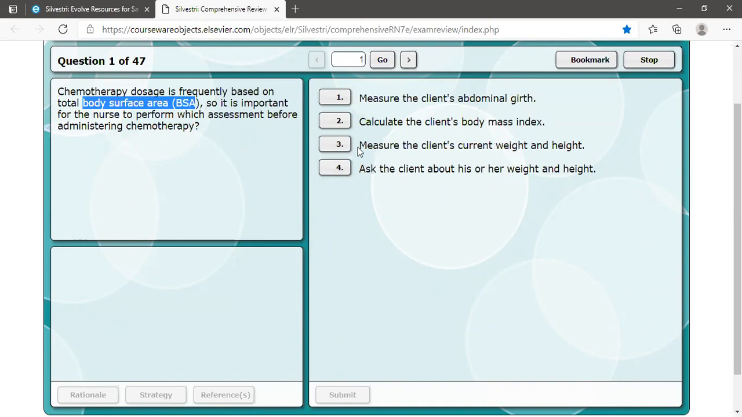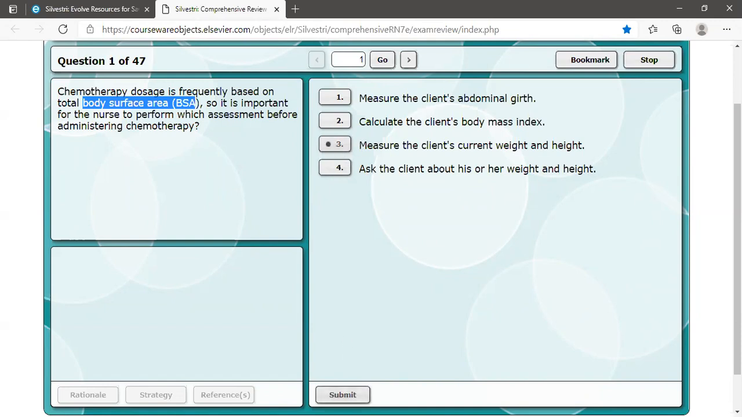So you must choose number 3. But why not choose number 4? Number 4: ask the client about his or her body weight and height. We do not depend on the client, whatever it is. We do it by ourselves. We should measure it, right? So you choose number 3.